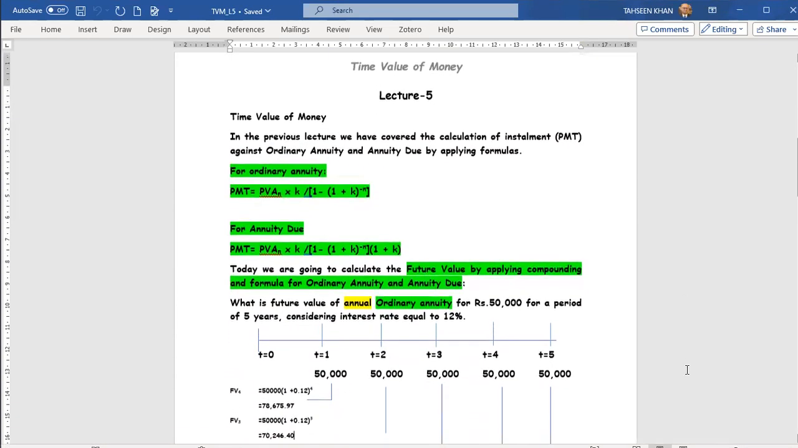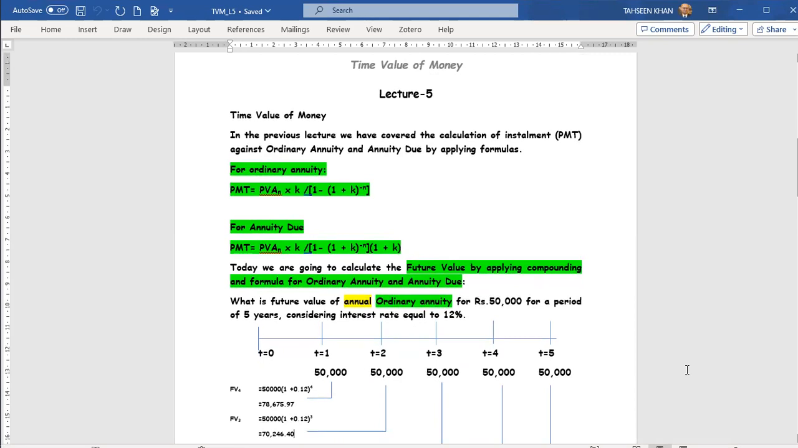In the previous lecture, we calculated the installments both for annuity due and ordinary annuity. Today we are going to calculate the future value by applying the compounding method and formula for the ordinary annuity and annuity due. What is the future value of annual annuities of 50,000 for a period of 5 years? Consider the interest rate equal to 12%.